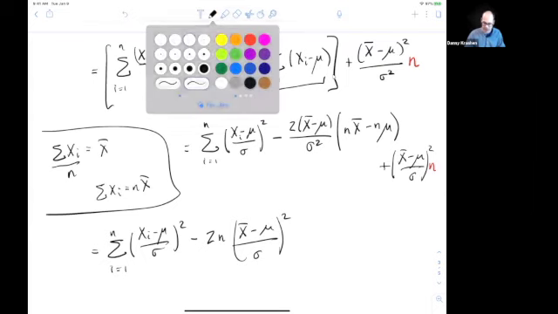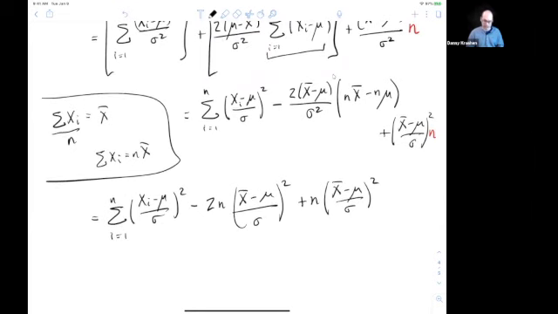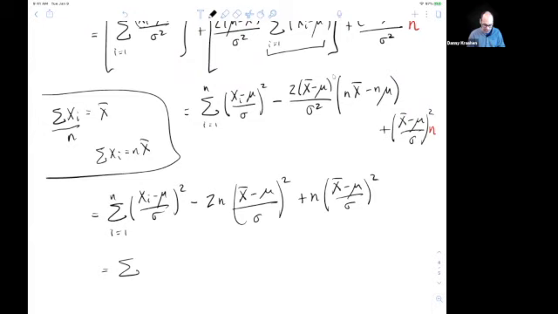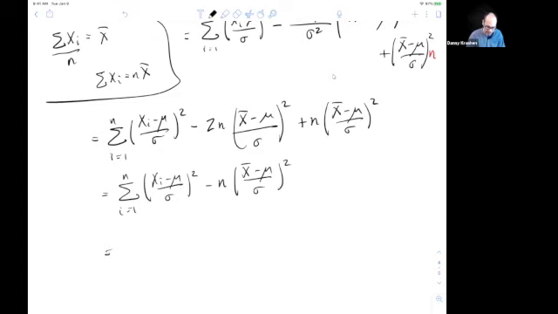And then when I'm copying it down on the next line, I get an n times x bar minus mu over sigma squared. Okay, look, I have two n's, I take away an n, and what do I have? I have a sum i equals 1 to n of xi minus mu over sigma squared minus, two n's, and I'm adding one more n, so altogether I have minus n times x bar minus mu over sigma squared. And why don't I put that on the inside and on the bottom and stick a square root on it so that it'll look more familiar.